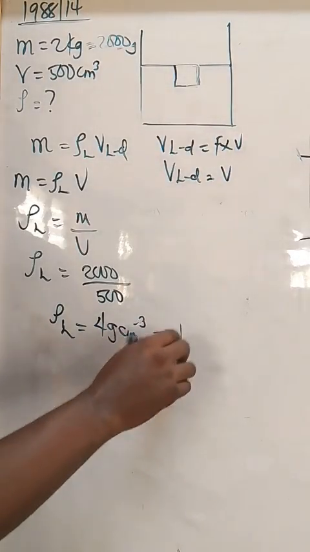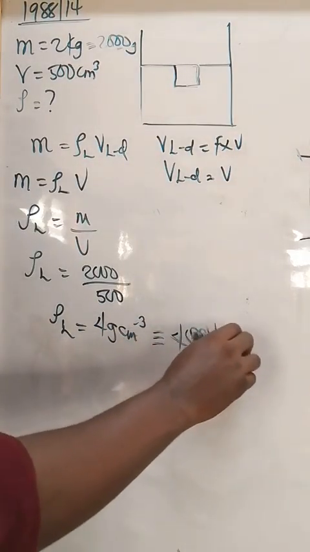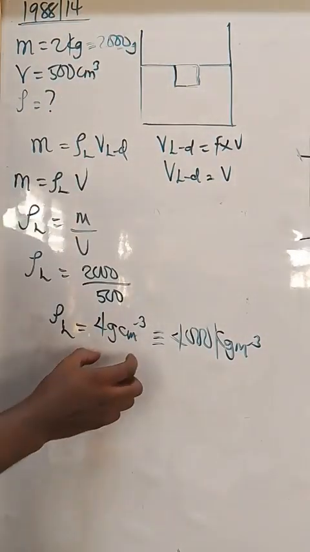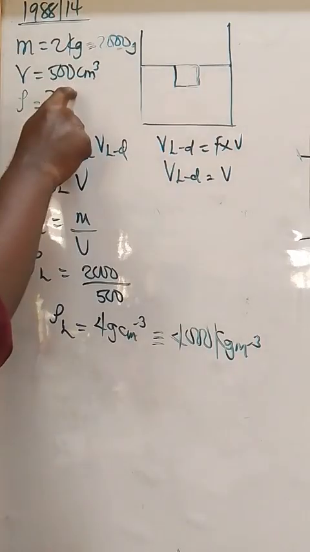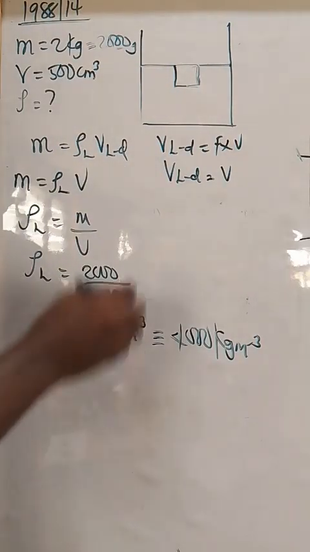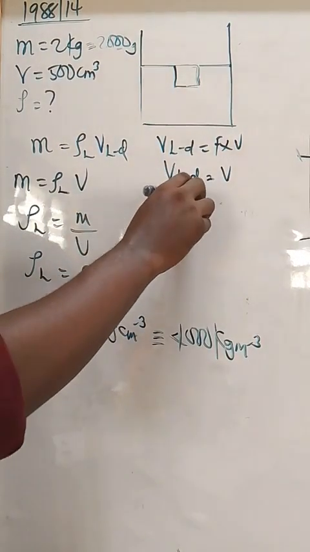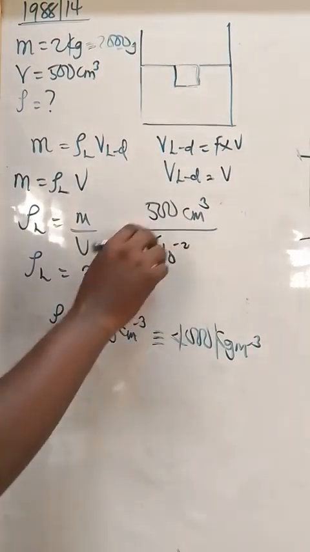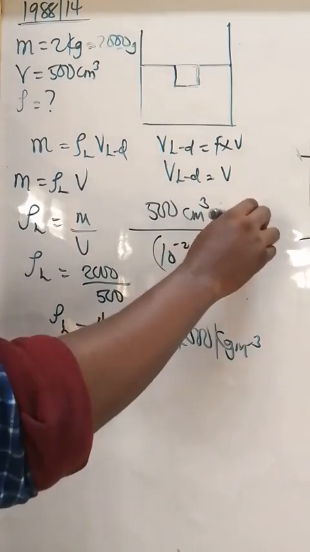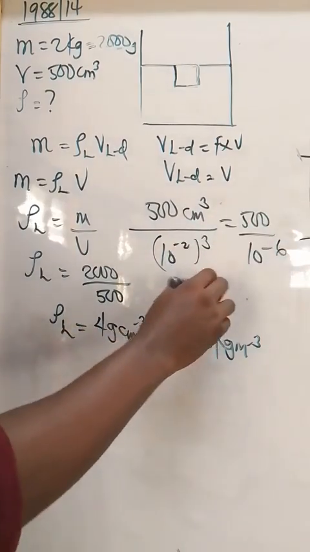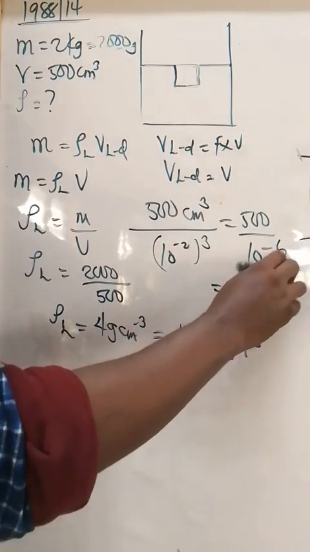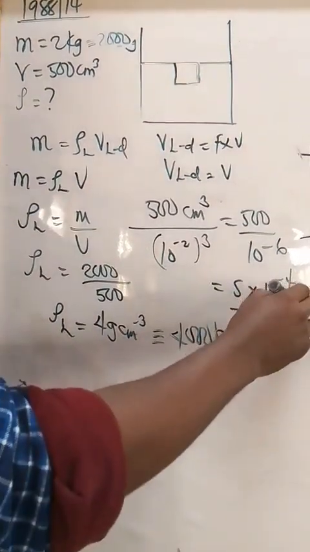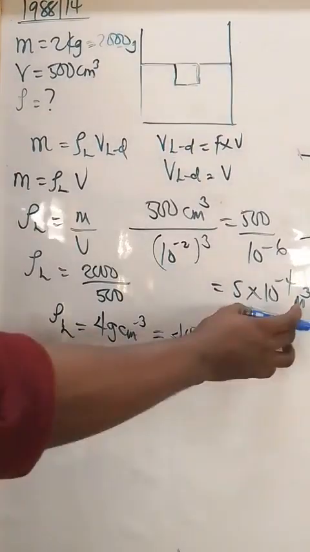So this is equivalent to 4,000 kilogram per meter cube. It is easier to convert kilograms to grams and get density in gram per cm cube than converting cm cube to meter cube. Because to convert 500 cm cube to meter cube, we have to multiply by 10 raised to the power minus 2, all raised to the power 3. That's 500 times 10 raised to the power minus 6, that's 5 times 10 raised to the power minus 4 meter cube. So that will be the volume in meter cube.